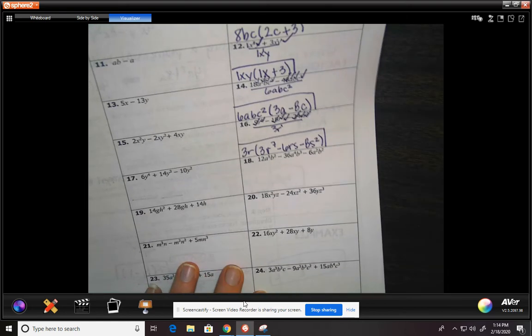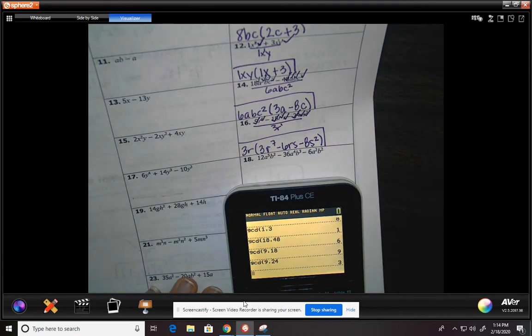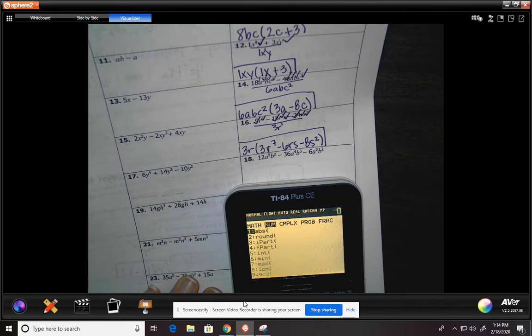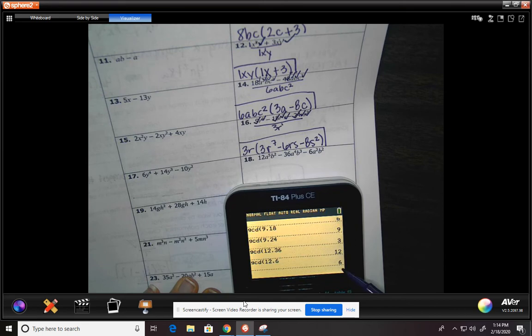For number 18, again, if you need to see that, I'll give you a verbal hint. Your GCF can never be bigger than your smallest number. So math, go over to number 9. We're going to do 12, 36. We're going to take that answer, math over to number 9, and we're going to put 12, 6. So the biggest thing I can divide out is a 6.